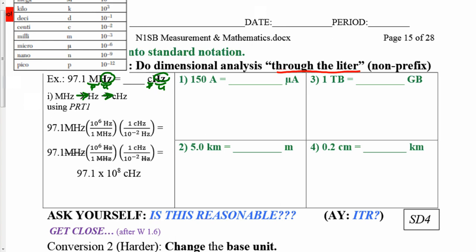So 97.1 megahertz, you want to convert between megahertz and hertz. So if we look over here, you want to cancel out megahertz. That has to go in the denominator. You want to turn it into hertz. Put that in the numerator. Whoa, what is all this notation? Okay, let's back up a minute.